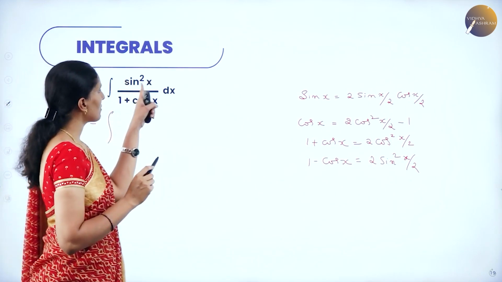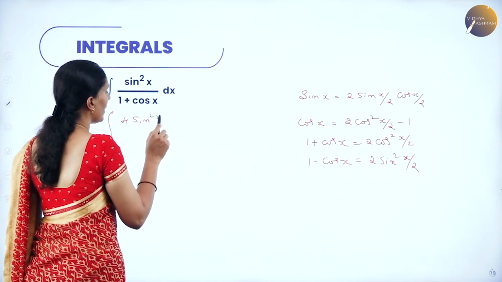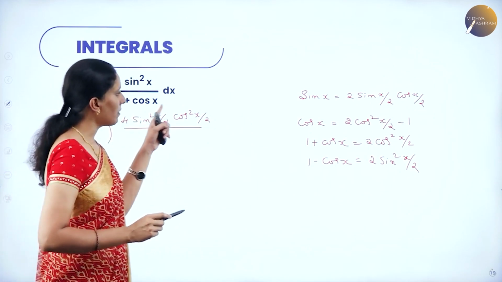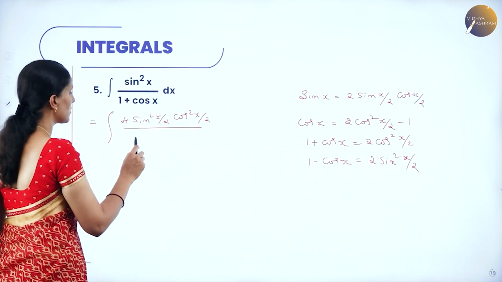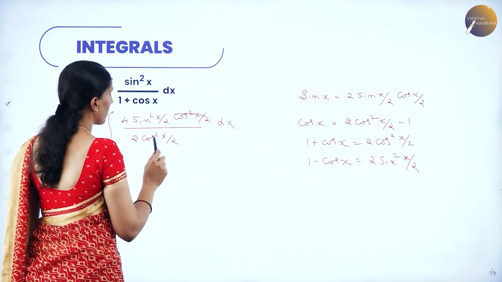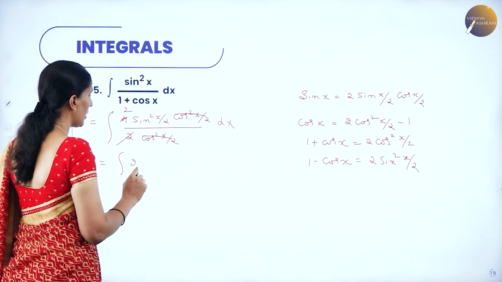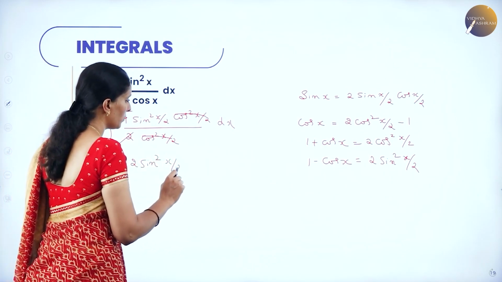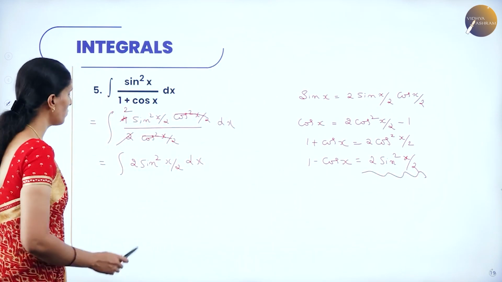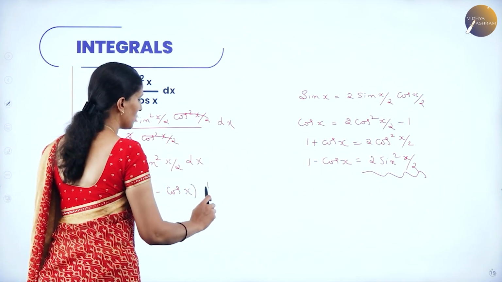So in the place of this we have sin square. If you square it, it becomes 4 sin square x by 2 cos square x by 2. And in the denominator you have 1 plus cos x, which can be written as 2 cos square x by 2, into dx. So cos square x by 2, cos square x by 2 cancels. So 2 1s, 2 2s get cancelled. So we can write 2 sin square x by 2 into dx. Remember here, 2 sin square x by 2 can be written as 1 minus cos x. So therefore, this is integration of 1 minus cos x into dx.